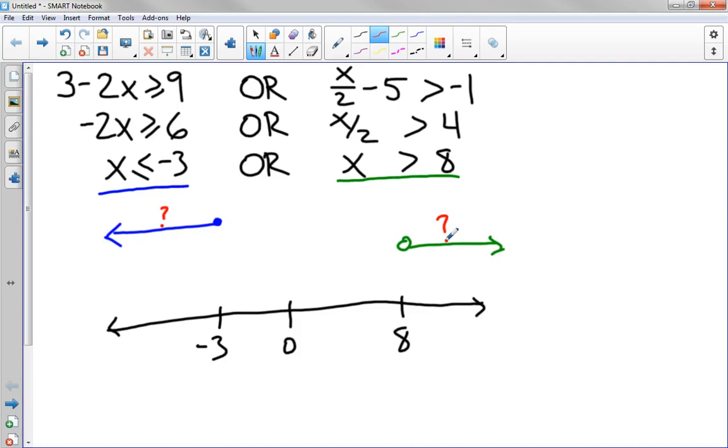So if I graph the solution set of the compound inequality as a whole, it's going to look very familiar. It's just going to be the two solution sets that we already had put together. And that's how you solve a compound inequality when we combine two inequalities with the word or. The next video, we'll combine inequalities with the word and.